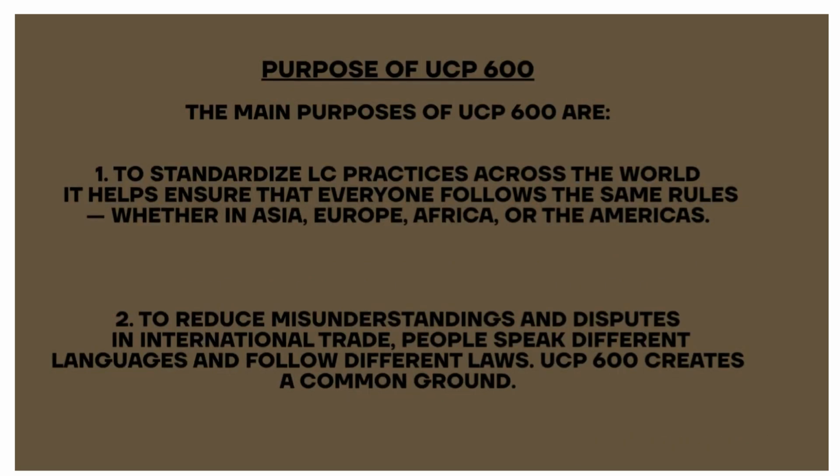Purpose of UCP 600. The main purposes of UCP 600 are: 1. To standardize LC practices across the world. It helps ensure that everyone follows the same rules, whether in Asia, Europe, Africa, or the Americas. 2. To reduce misunderstandings and disputes. In international trade, people speak different languages and follow different laws. UCP 600 creates a common ground.